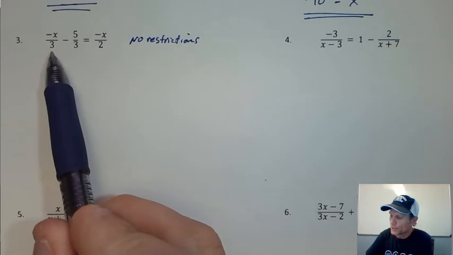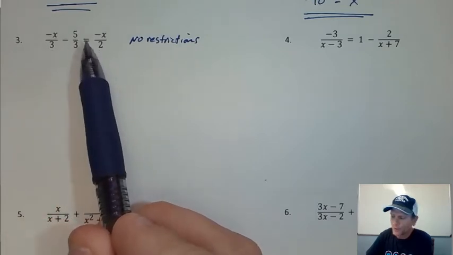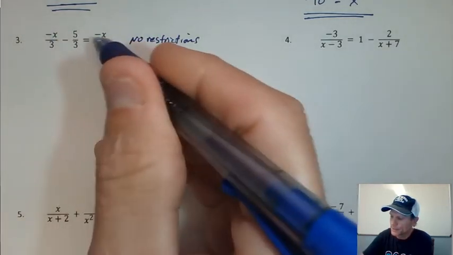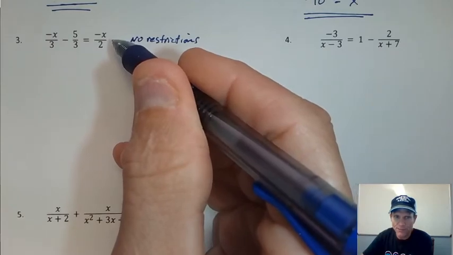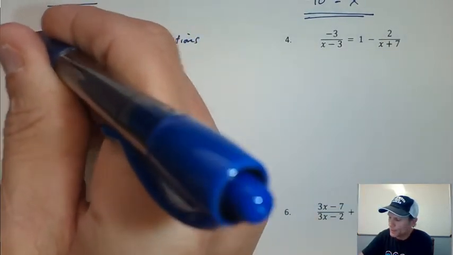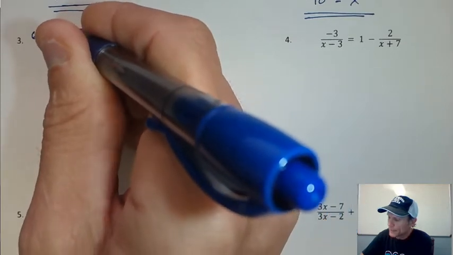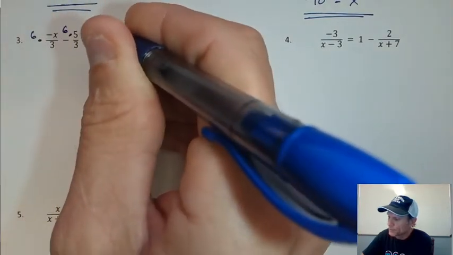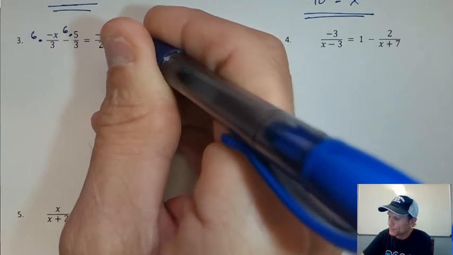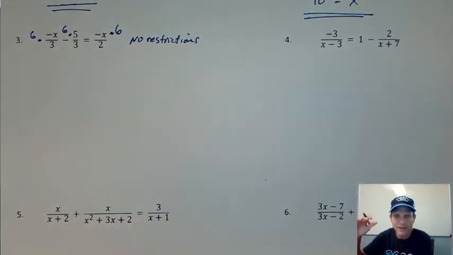If I look, the LCD is 6. So I'm going to write a 6 next to every single fraction. I'm going to multiply by 6, multiply by 6. I have to cram it in here, and then multiply by 6. I'm just going to put it over here. I slightly elevate it because I'm thinking of it as 6 over 1.